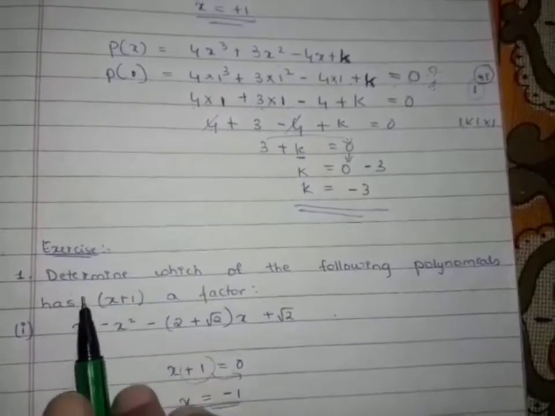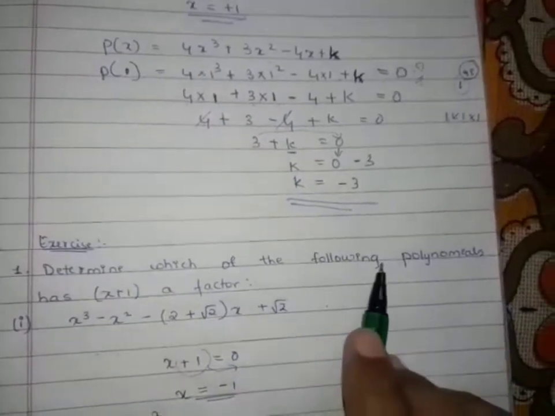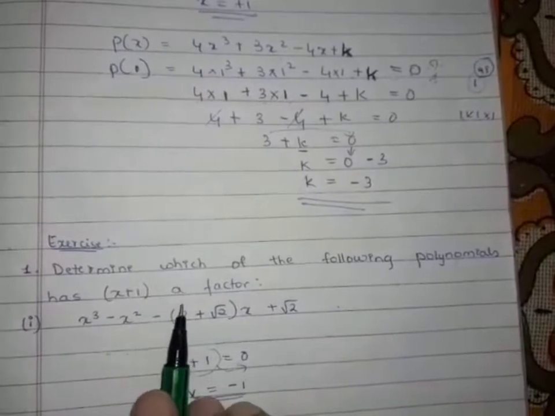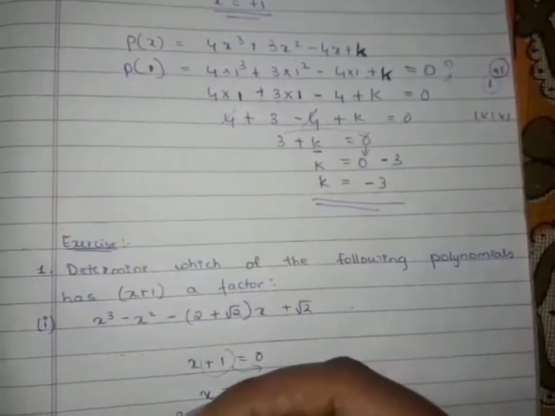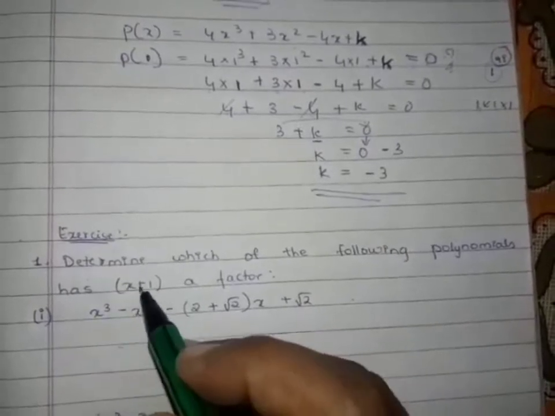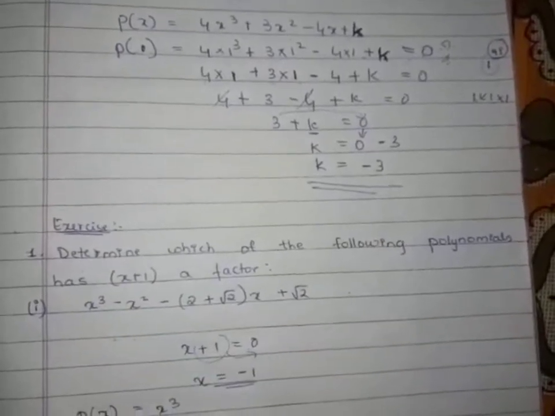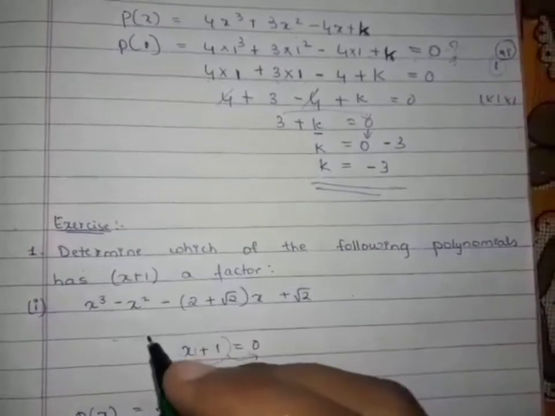Okay, the first question. Determine which of the following polynomials has x plus 1 as a factor. So you have 4 questions under this. What you have to do is find if x plus 1 is a factor of each of the questions. How do we find it? We have to get the answer.